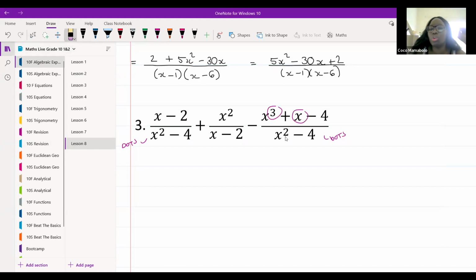So there's not really a way that we can factorize the top. So the only thing we can do is factorize the bottom.